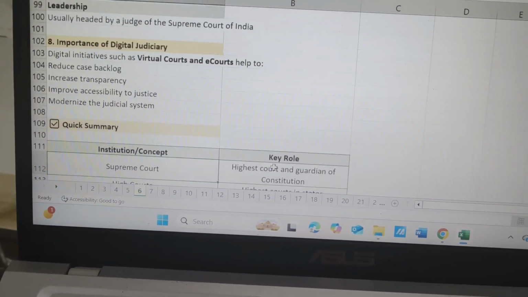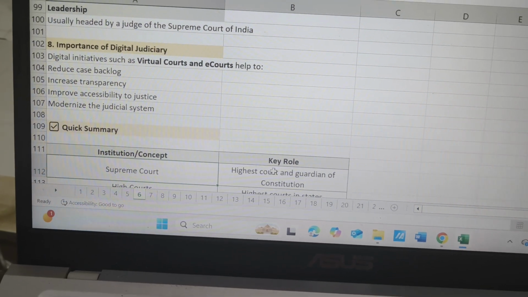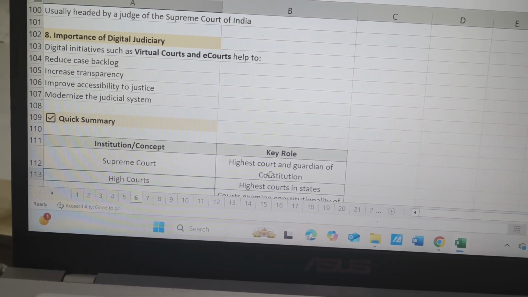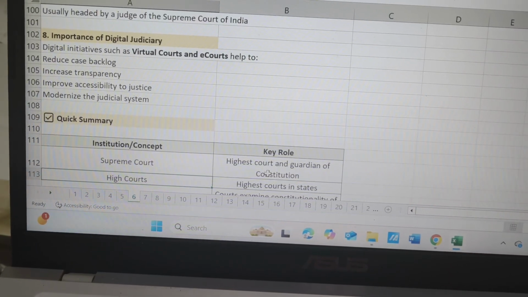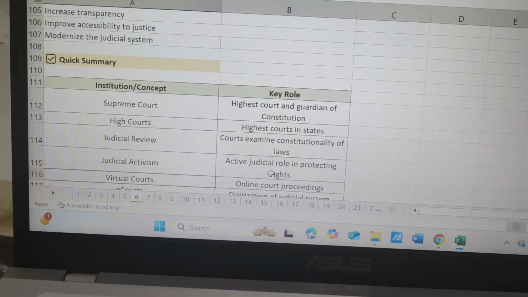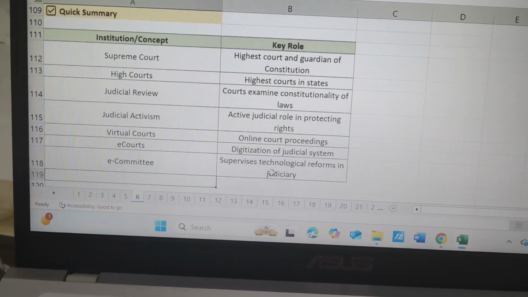Now, importance of digital judiciary. Digital initiatives such as virtual courts and e-courts help to reduce case backlog, increase transparency, improve accessibility to justice, modernize the judicial system. So let us quickly summarize.